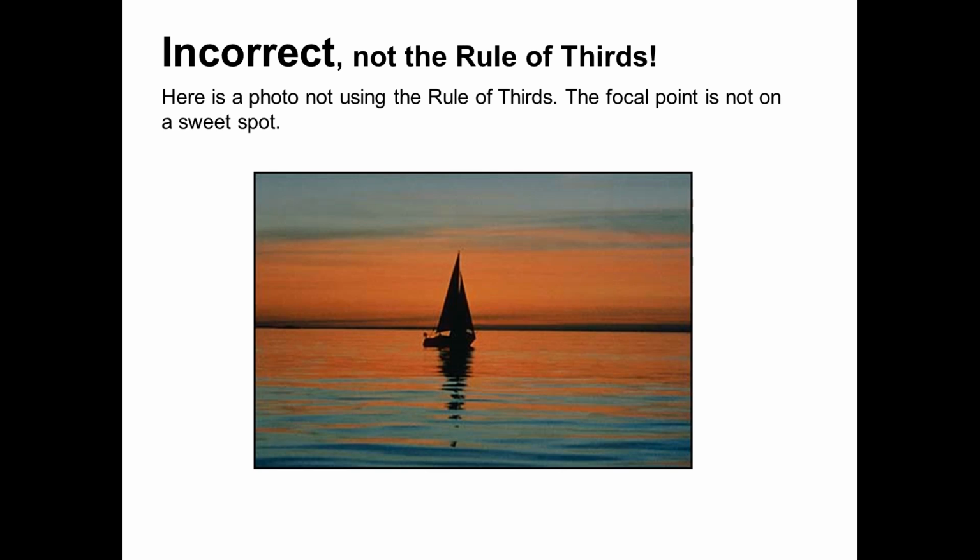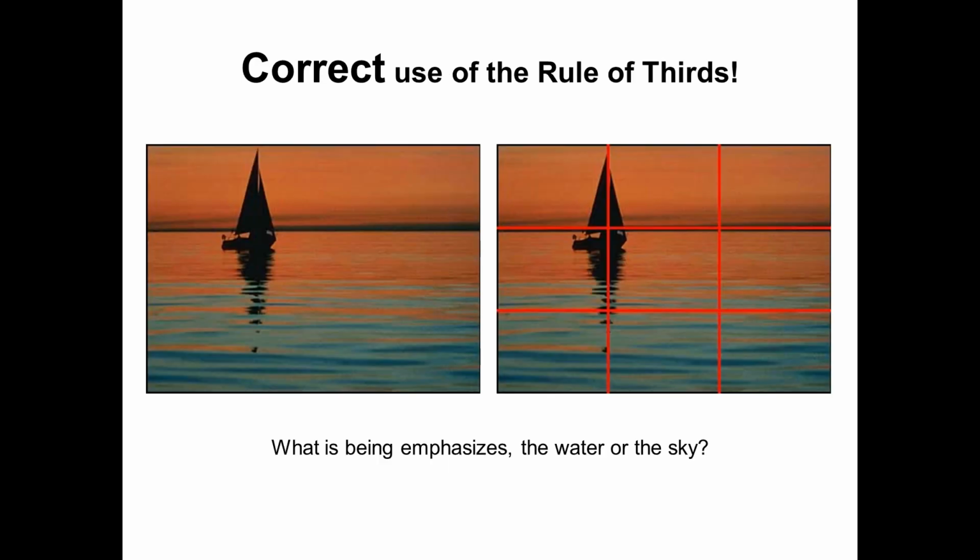So this is an example of not using the rule of thirds. You can see that the silhouette of the sailboat is almost dead center, as is the horizon line. Now, in this piece, it's been corrected. What's the emphasis that you're getting on this? Notice how the horizontal line has been placed in the upper third of the piece, and we have the focal point, which is this little boat right here on the sweet spot.